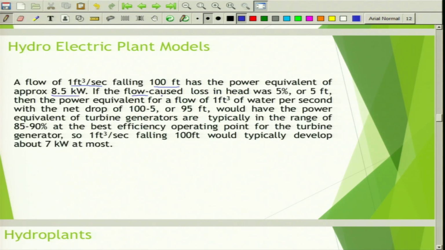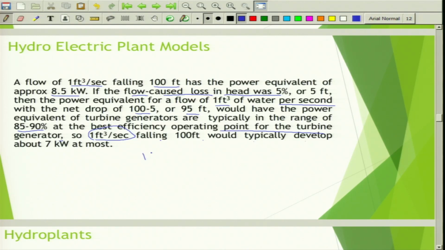If the flow-caused loss in head was 5%, that means you reduce 5 feet, then the power equivalent for a flow of 1 feet cube of water per second, the same speed, with the net drop of 100 minus 5, that is 95 feet, your net head, would be lower. Turbine generators are typically in the range of, let's say I am considering, efficiency of 85 to 90% at the best efficiency operating point for the turbine generator. So 1 feet cube per second falling 100 feet would typically develop about 7 kilowatt at most.